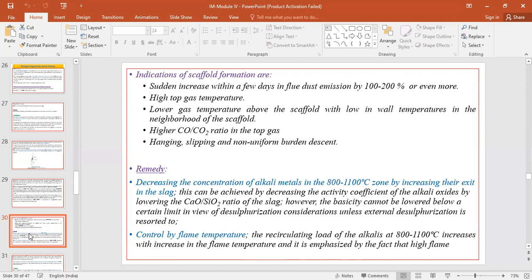You see, one reason for the formation of accretion is the alkali vapors which are generated inside the blast furnace. So we have to make sure that before charging the raw material into the blast furnace, the alkali content of the burden should be as low as possible, so that when it enters the blast furnace, the generation of vapors will be less.